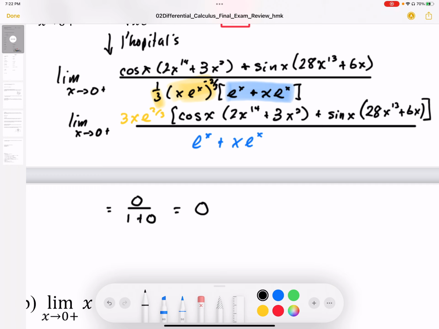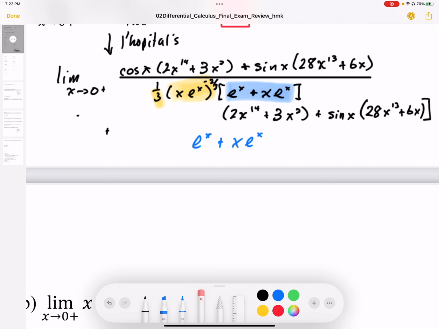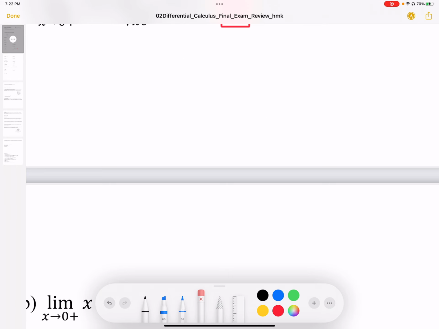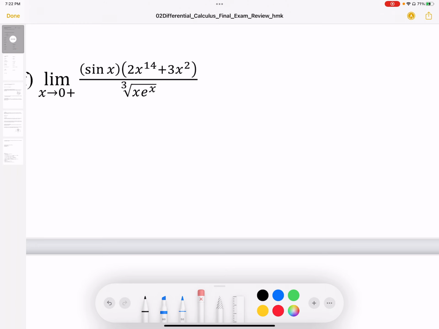So this is one way we could do this problem. We can use L'Hopital's to do this. Now, I'm going to also show you an alternative, in that we could also do it by regrouping this and using a limit property. So instead of doing it like this, I'm going to group the sine with the x, and I'm going to group this portion with the cube root e to the x.